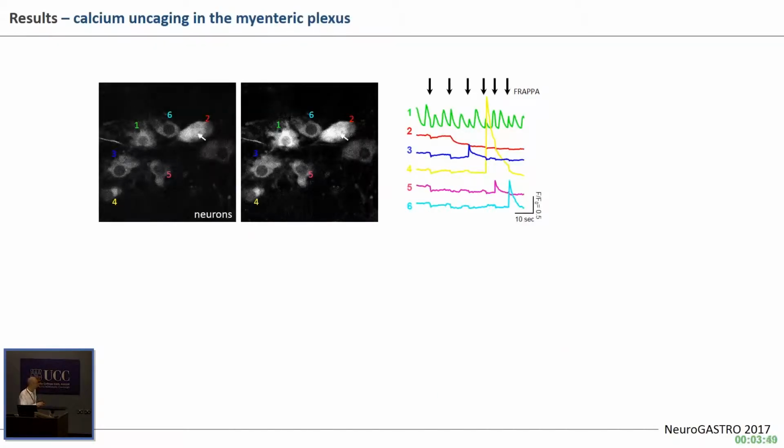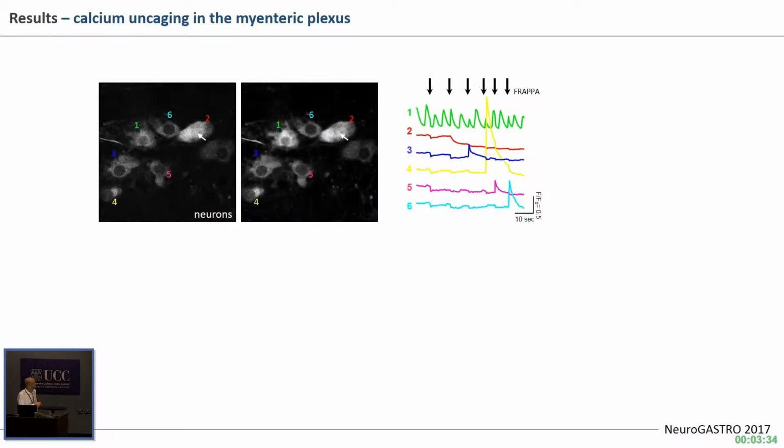So we then move to tissue preparation. Here you see an example of a myenteric ganglion where there are neurons expressing the GCaMP3 molecule, and I will show you the movie where we uncage one by one these neurons that express GCaMP. And you'll see increases in some of the cells, not all of them.